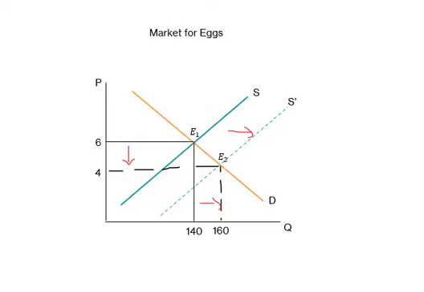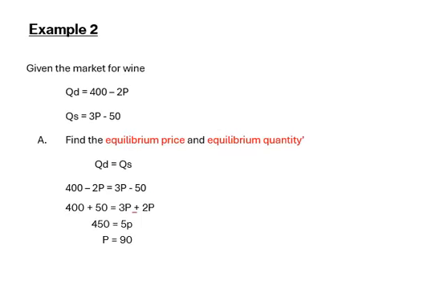Let us move now to our second example. Given the market for wine, QD equals 400 minus 2p and QS equals 3p minus 50. To find the equilibrium price and equilibrium quantity, we equate quantity demanded to quantity supplied, which is 400 minus 2p equals 3p minus 50, and we put like terms together.